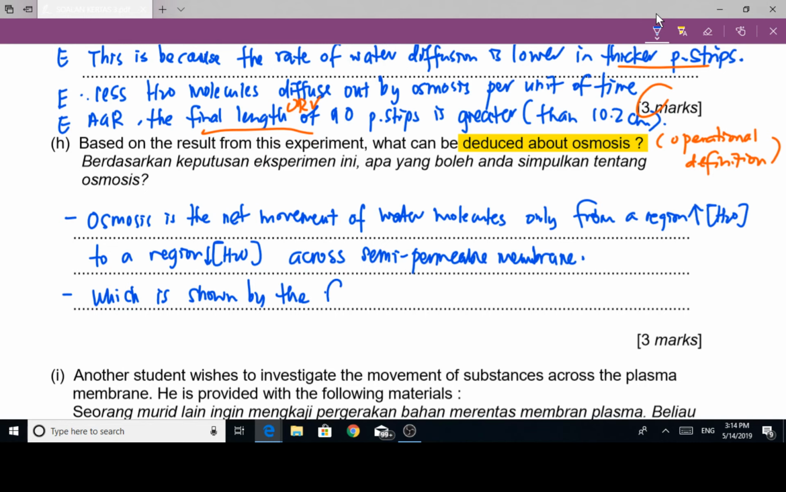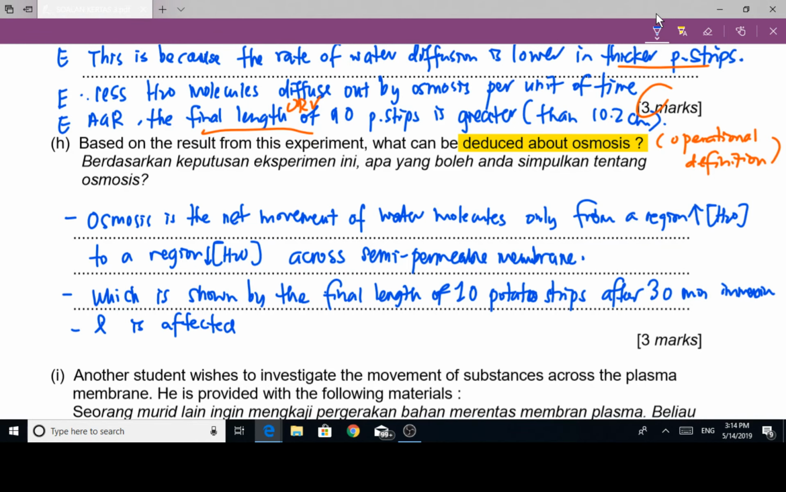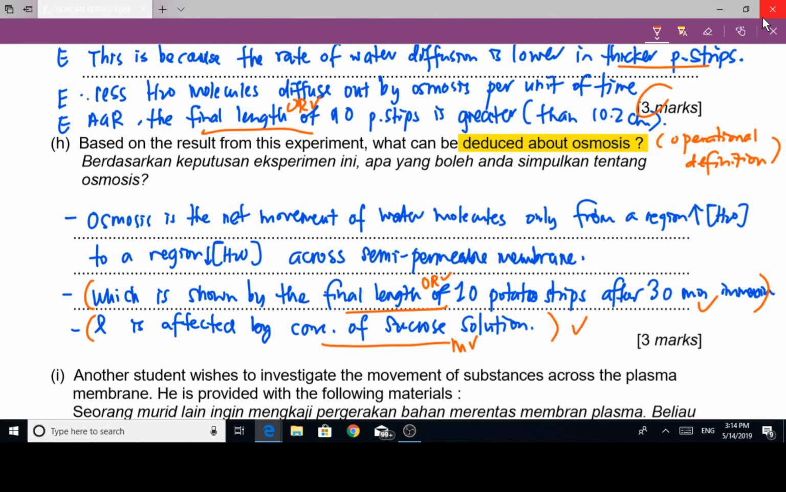Now, what is my ORV here? The final length of 10 potato strips after 30 minutes immersion, and is affected by the concentration of sucrose solution. If you can't remember the MV, ORV, and RV, please refer to question number E1. Now, of course, you have just managed to get 2 marks here. When you say it is shown by the ORV, immediately you get 1 tick, and it is affected by the MV, another tick.